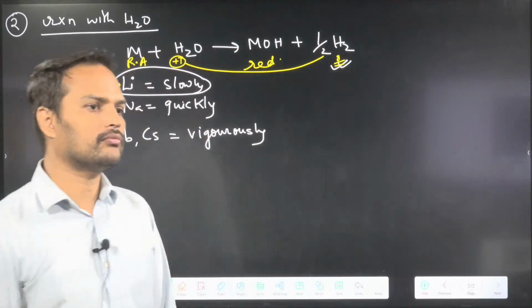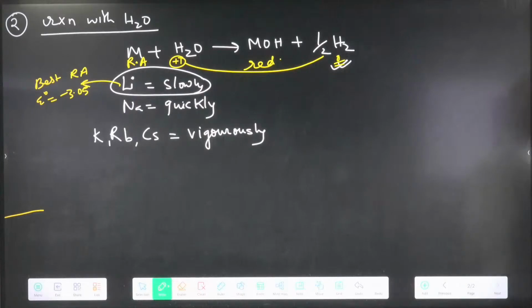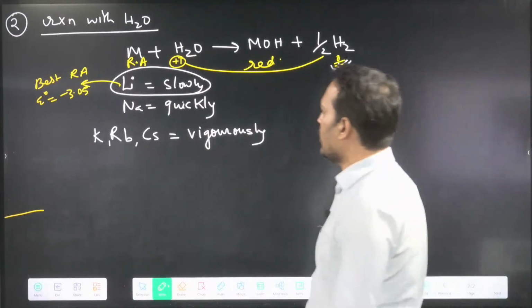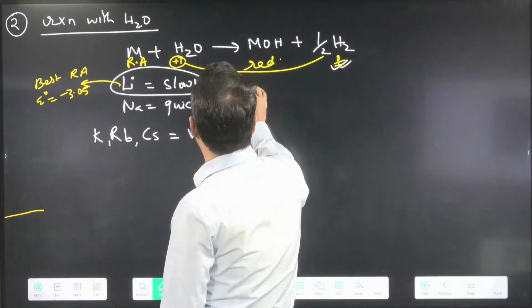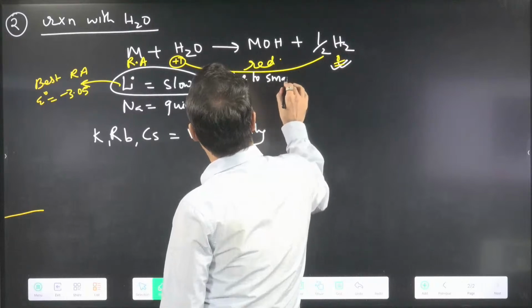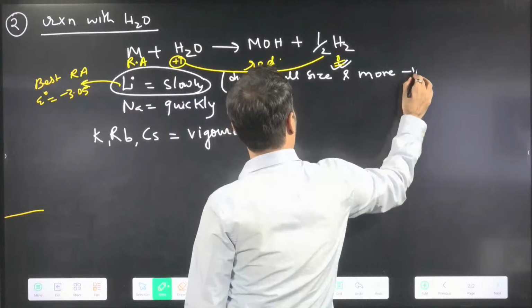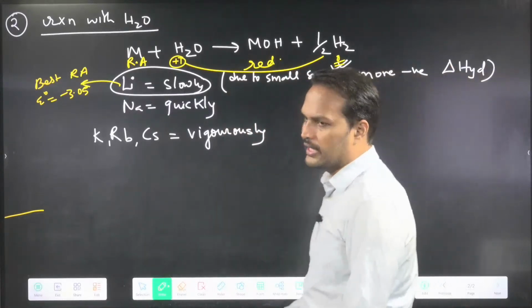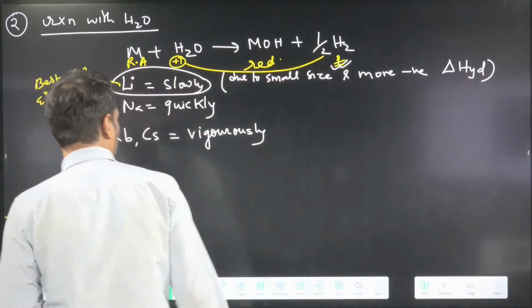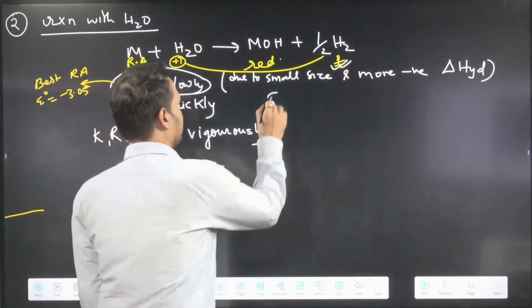Clear? Why is the reaction slow? What will you say? In NCERT they have given two reasons. What have they written in NCERT? They have written due to small size and more negative, which energy? Hydration energy. This is written in NCERT. But there is one more point which we should keep in mind.